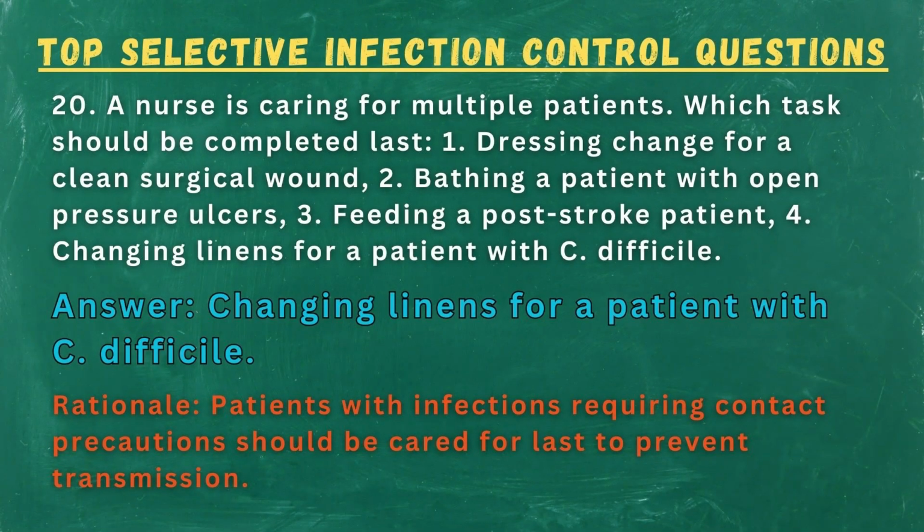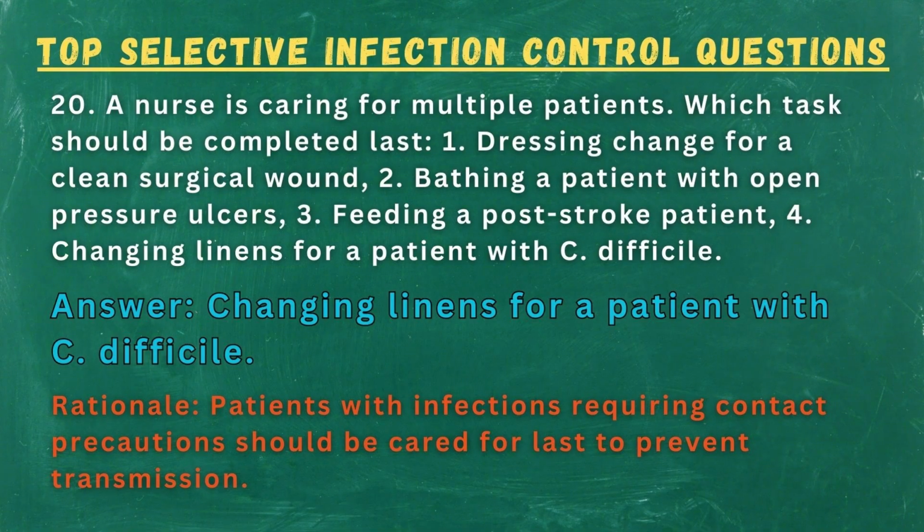20. A nurse is caring for multiple patients. Which task should be completed last? 1. Dressing change for a clean surgical wound. 2. Bathing a patient with open pressure ulcers. 3. Feeding a post-stroke patient. 4. Changing linens for a patient with C. difficile. Answer: Changing linens for a patient with C. difficile. Rationale: Patients with infections requiring contact precautions should be cared for last to prevent transmission.